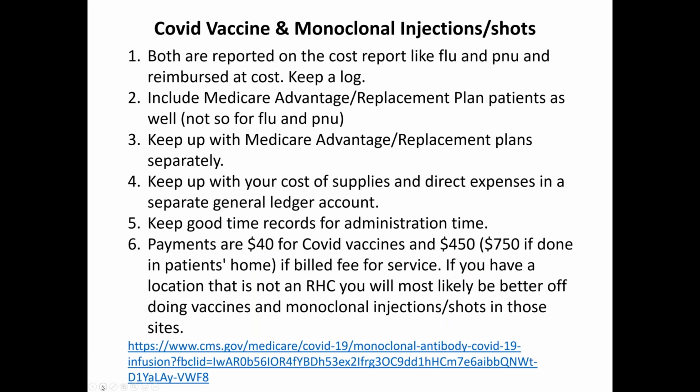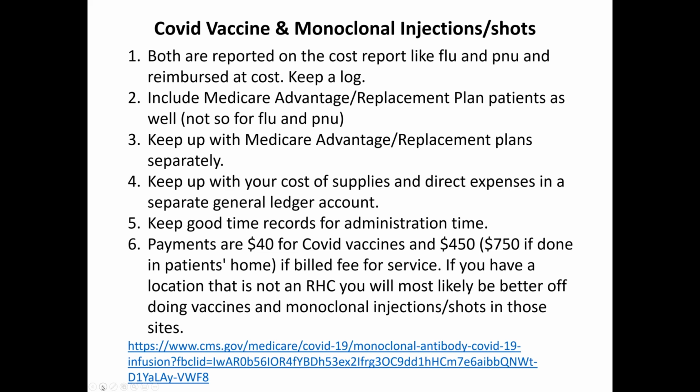Getting right into it, COVID vaccines and monoclonal injection shots are both reported on the cost report, just like you would do for flu and pneumococcal. They're reimbursed at cost, and you will need to keep a log. That log should include the MBI number, or what we used to call the Medicare number, the date of the COVID injection or the monoclonal infusion, and the name of the person. Those three things are all you need on there. So you want to keep up with those.